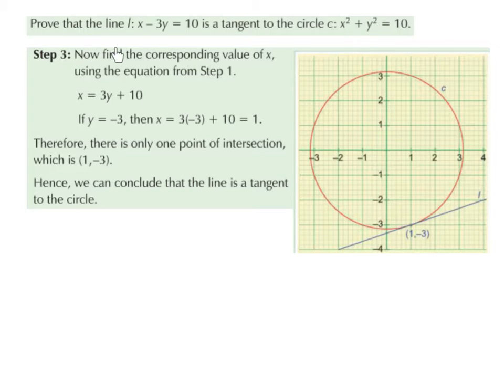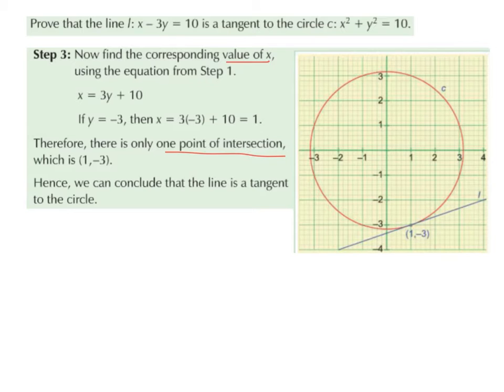So step 3, now find the corresponding x value using the equation from step 1. So we had x equals 3y plus 10, and we've already found that y is equal to minus 3. So we're going to swap that y for minus 3 with brackets around it. 3 multiplied by minus 3 is minus 9, and minus 9 plus 10 is 1. So the corresponding value of x is 1. Therefore, there is only one point of intersection, which is 1 comma minus 3. So 1 being the x value, minus 3 being the y value.